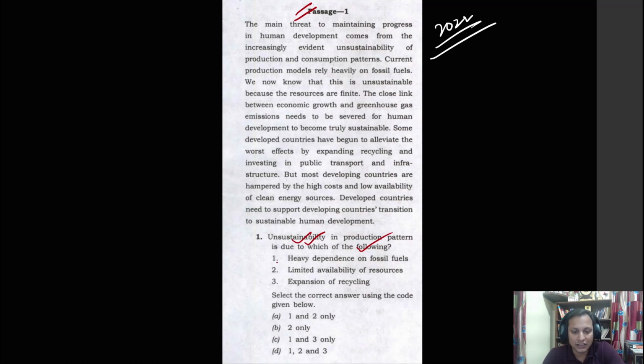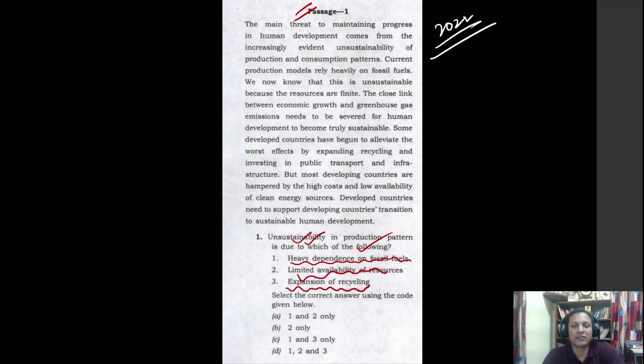So let us see. The first statement says heavy dependence on fossil fuels will lead to unsustainability of production pattern. Obviously, when we are heavily dependent on fossil fuels, which are in limited quantity, it will make things unsustainable. Next, limited availability of resources. Yes, because most of the resources are limited in quantity, so if we are dependent on them, again it will make our process unsustainable.